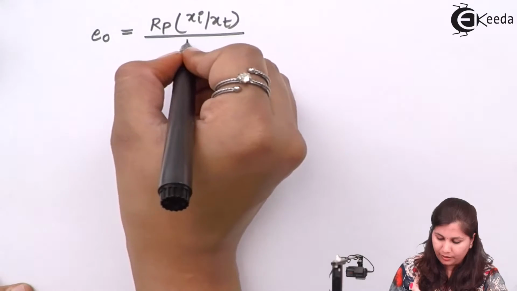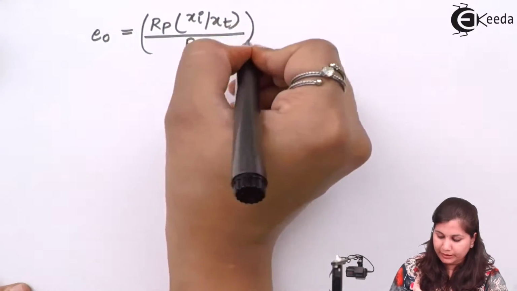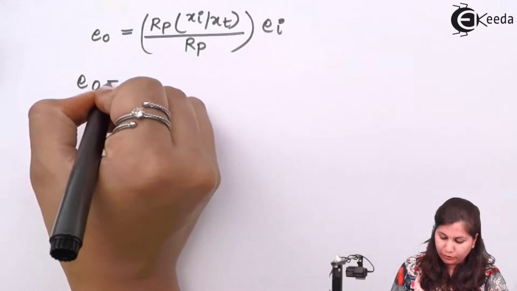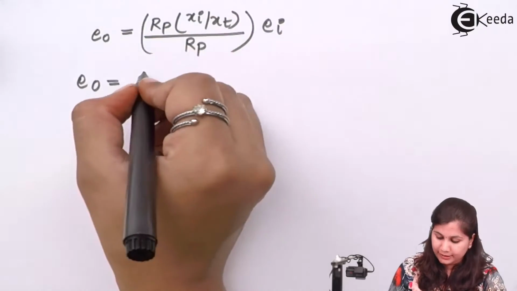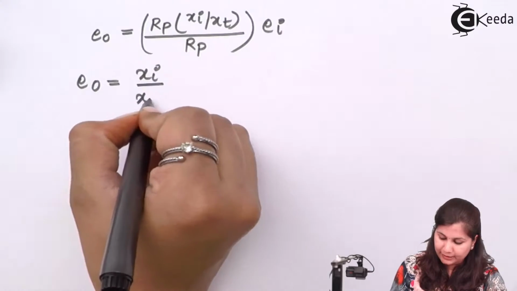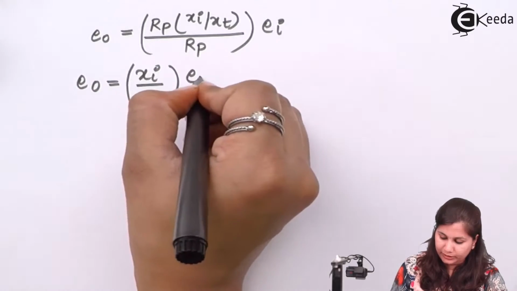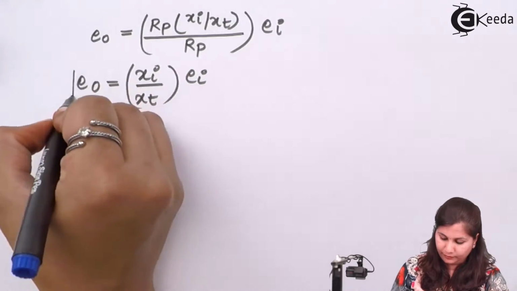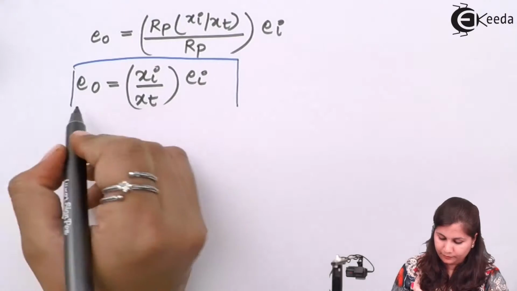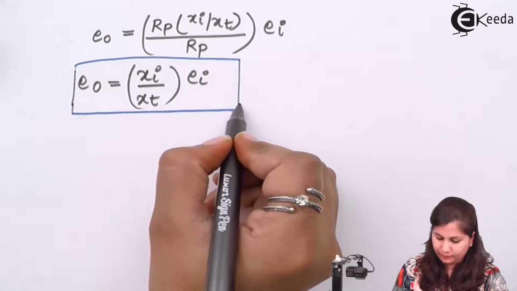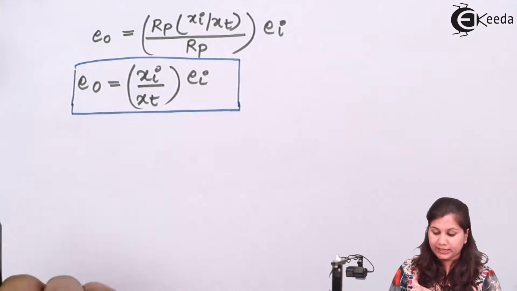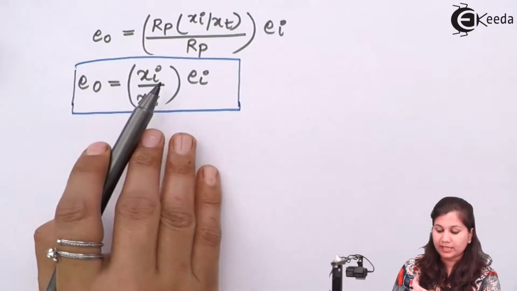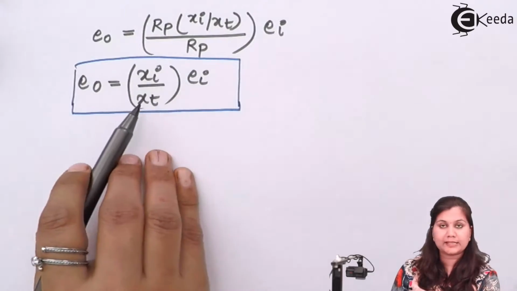divided by Rp and then multiplied with the input voltage. So E naught will be equal to Rp and Rp cancelled, that is Xi by Xt multiplied with Ei. So you can see that under the ideal conditions, the output voltage varies linearly with the displacement.